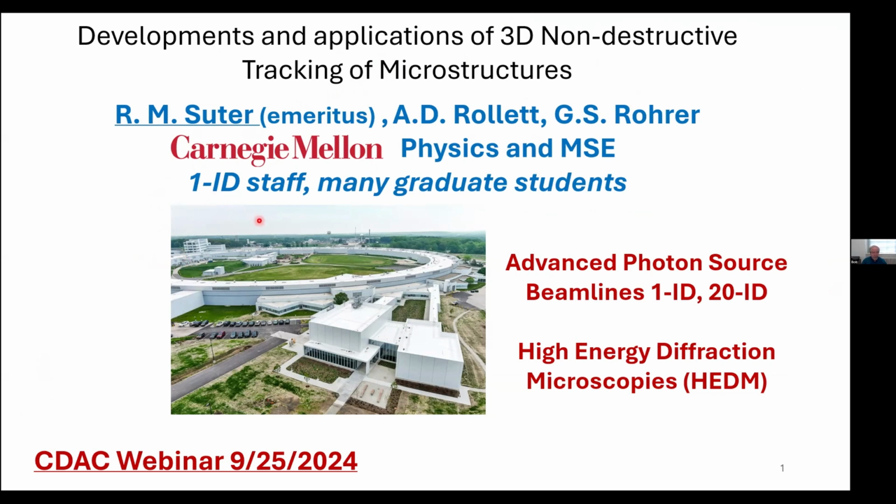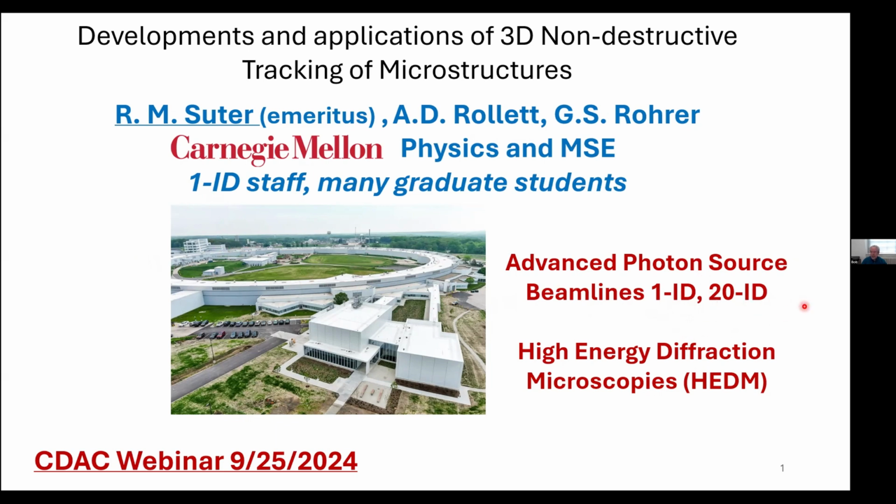The work that I've been doing on this topic is done. The experiments are carried out at the Advanced Photon Source at Argonne National Lab. We use a couple of beam lines, the 1ID beam line, which is way over here next to the administration building.